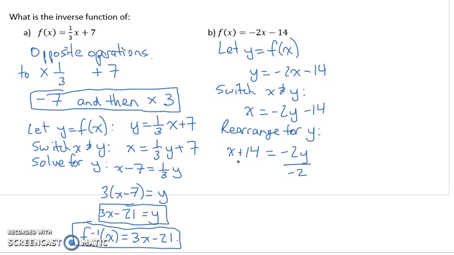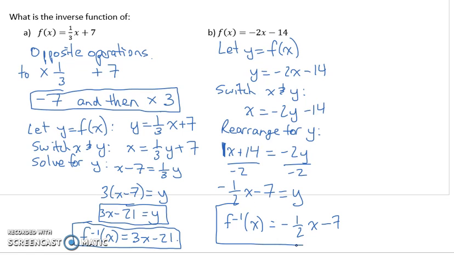Dividing both sides by negative 2 gets me negative 1/2 x, because there's like a 1 in front of that x. That's how I get the negative 1/2. And then minus 7, because 14 over negative 2 is negative 7, is equal to y. So that means that for the second example here, f inverse of x is negative 1/2 x minus 7. And that is how you find the inverse.